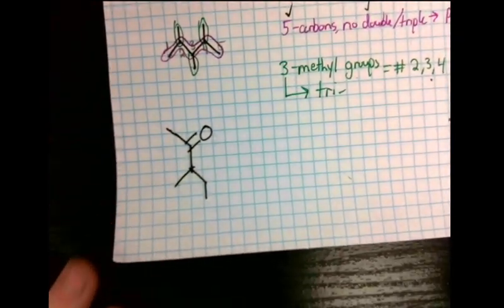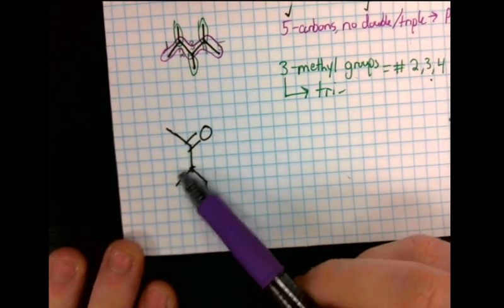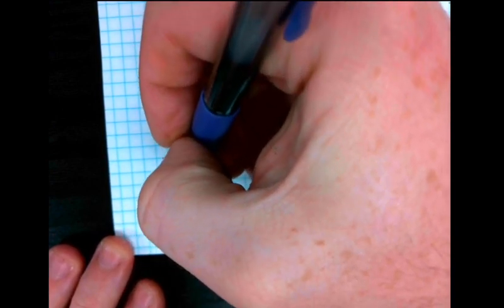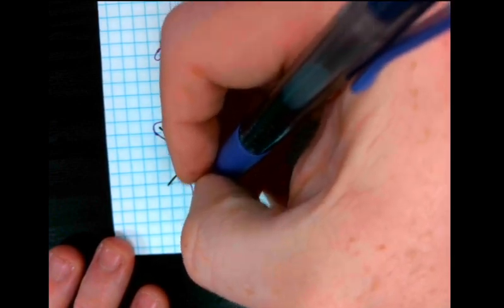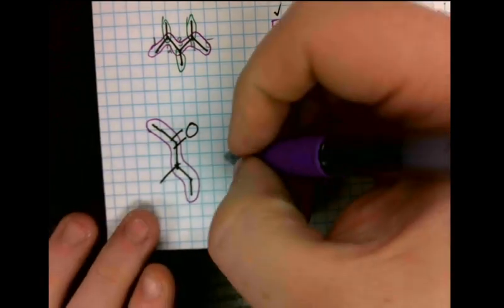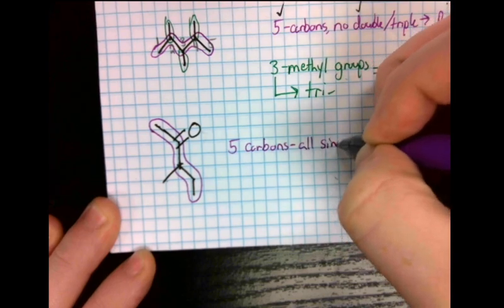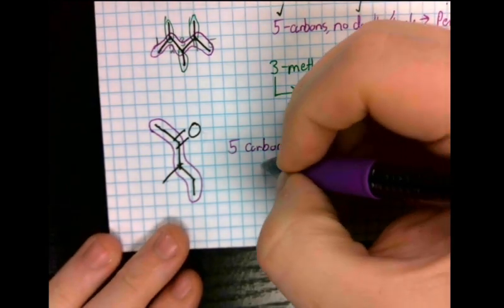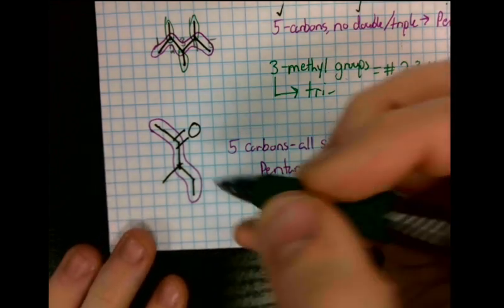There we go. Okay, first step, identify the parent chain. Just because this is the one that's on the flat axis does not necessarily mean it's the parent chain. This is only 2, 3 carbons. We can actually number it from here. And we would get 1, 2, 3, 4, 5 carbons. So there's 5 carbons, all single. So that is going to be pentane again.